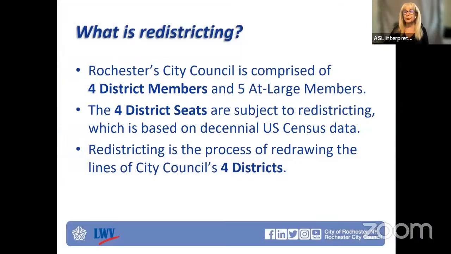What is redistricting? Rochester City Council is a 9-member legislative body with 5 at-large members and 4 district members. The 4 district seats are subject to redistricting, or redrawing, which takes place under the one-person, one-vote ruling of the United States Supreme Court.